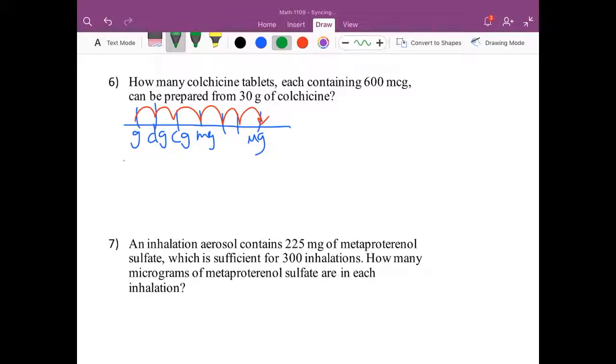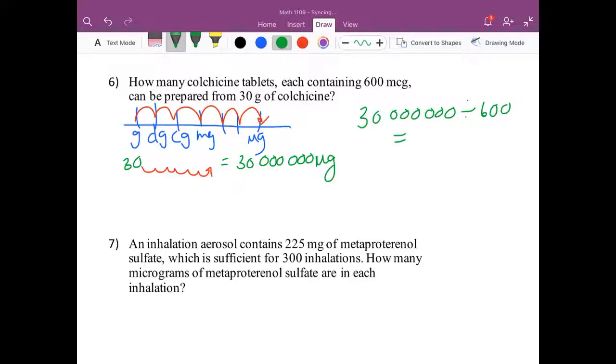So my 30 becomes 30 million. Okay. So now I'm going to take that number, divide it by the 600 micrograms, and I get 50,000 right on tablets.